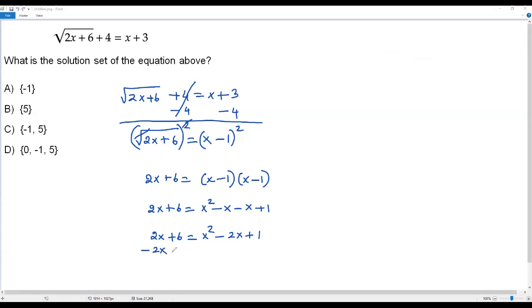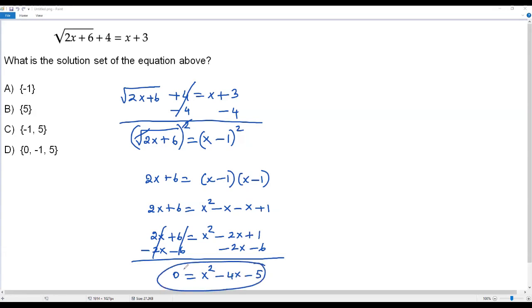So let me subtract 2x and 6 from both sides. When I do so, the positive and negative values will cancel out and we get 0 on the left side. And now I'm getting x squared - 4x - 5. Okay, now we have a quadratic equation in standard form. So we have 0 on the left side. In my next step, I'm going to write this 0 on the right side. So then I'm getting x squared - 4x - 5 equals 0.